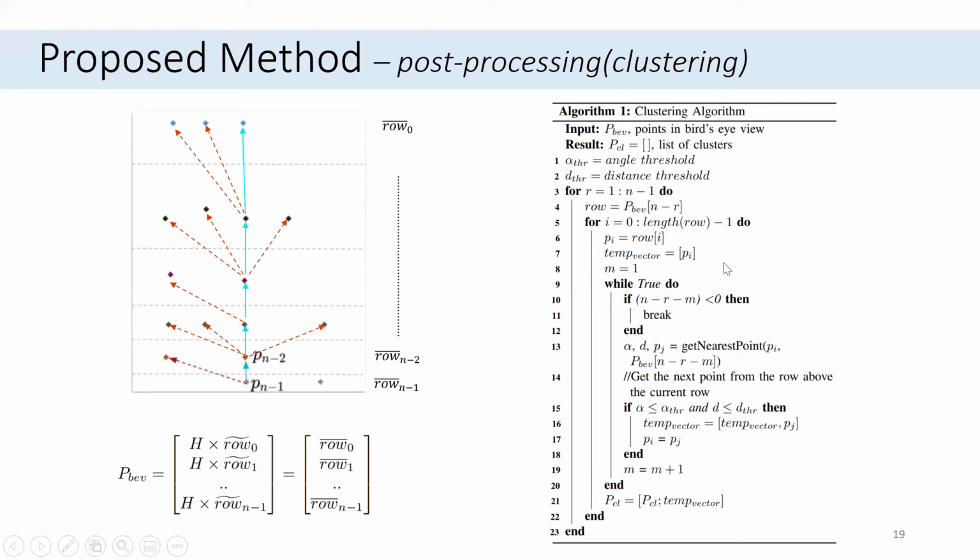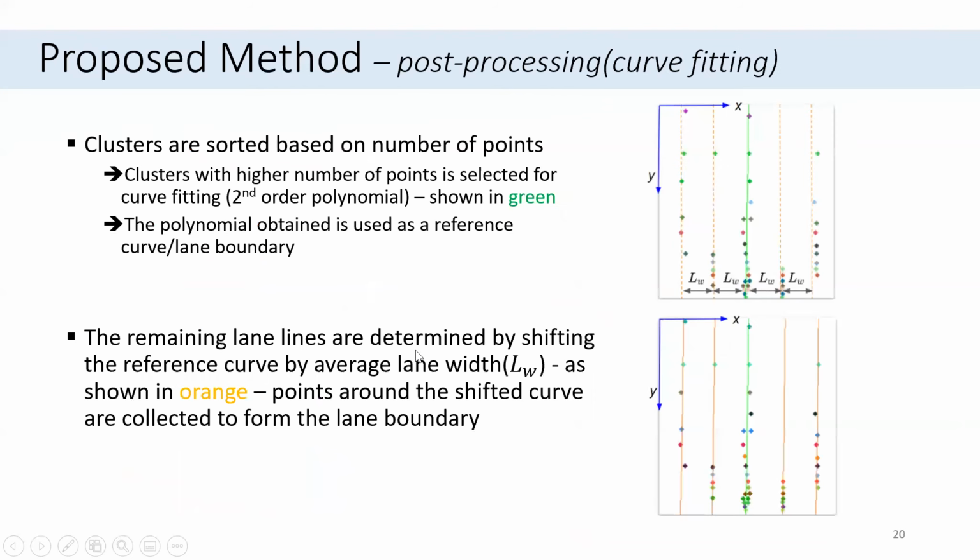So this is the clustering algorithm pseudocode. And this figure simply shows the sample result of the clustering method, which are indicated by these cyan color arrows. Once we got several clusters, our next step is sorting the clusters based on the number of feature points. The cluster with the higher number of points is selected for curve fitting with a second order polynomial, and it's used as reference curve to search the remaining lane boundaries.